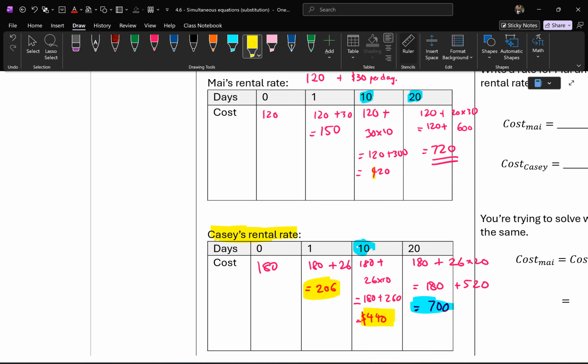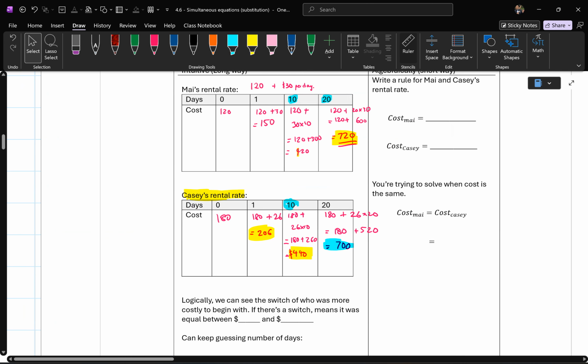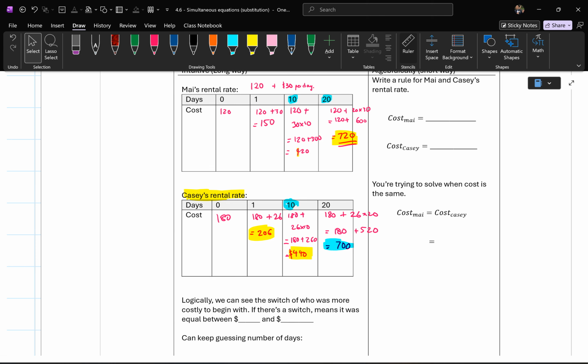So if you had to answer the question, how many days would it take for Casey's rent to be cheaper? We can already kind of guess. At 10, it was 440 versus 420. It's probably somewhere around 11, 12, or 13. And you can kind of guess your answer and then get your answer from that, if this was the exam.